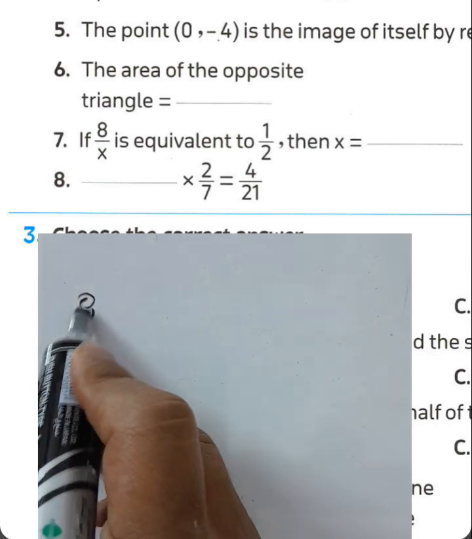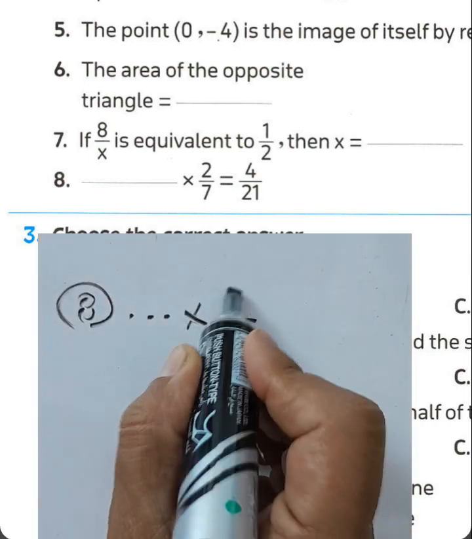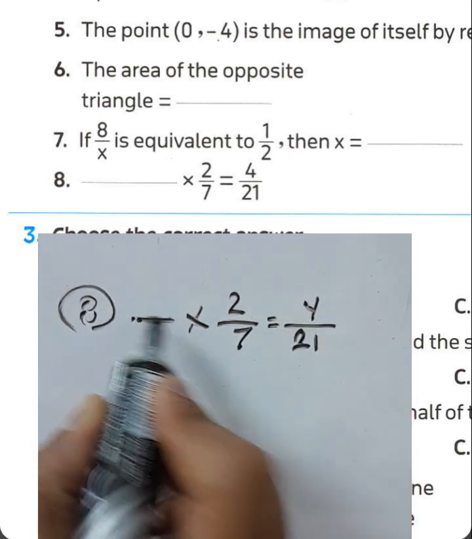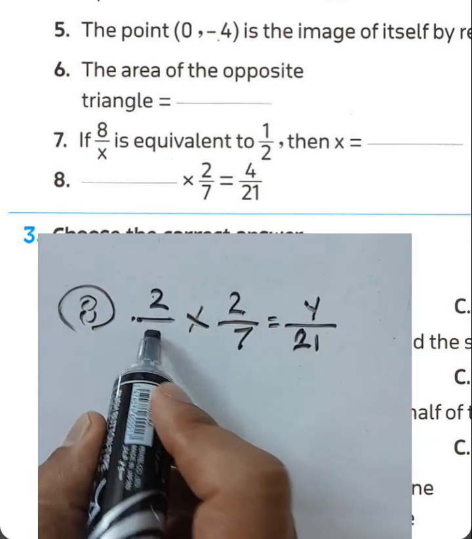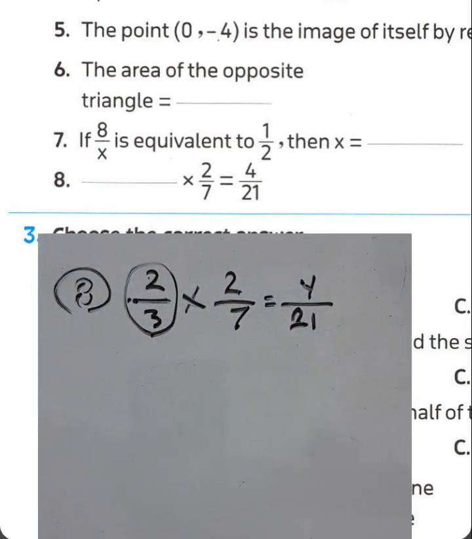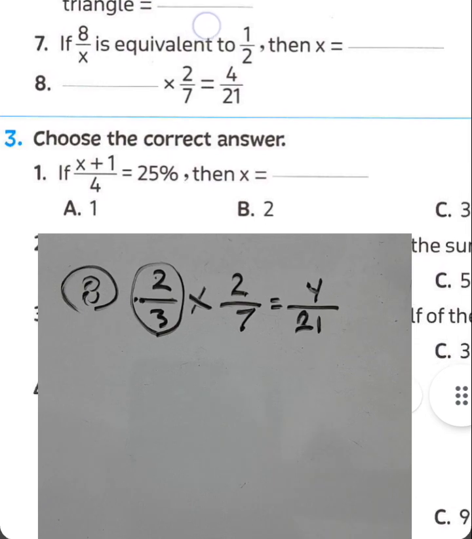Question number 8. Space product by 2/7, it will be 4/21. We know 2 times 2 equals 4 and 3 times 7 equals 21. So you must write 2/3 here. Choose the correct answer, number 3.